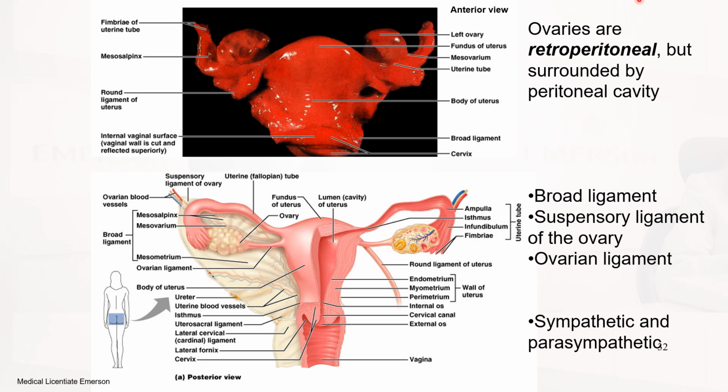The ovaries are retroperitoneal but surrounded by the peritoneal cavity. Then you have the broad ligament, the suspensory ligament of the ovary, and the ovarian ligament. I think I already pointed these out. It's just a repetition so that people familiarize themselves with what we're able to see. This is the uterus and this is the fimbria. These two are the ovaries. This is an ovary and this is also an ovary. This is how it looks.